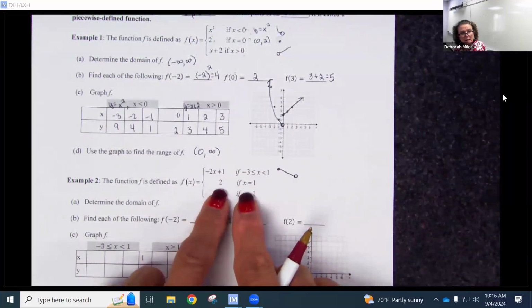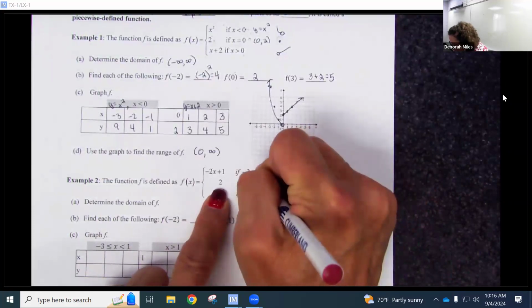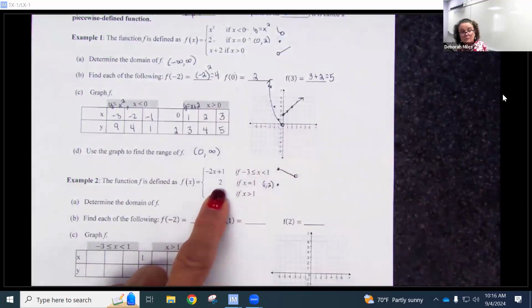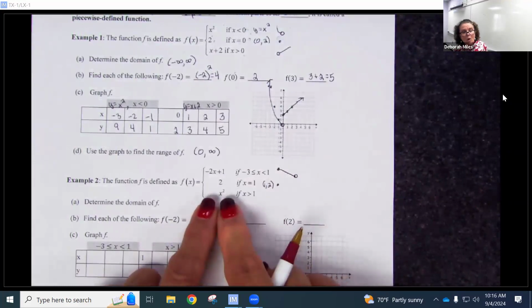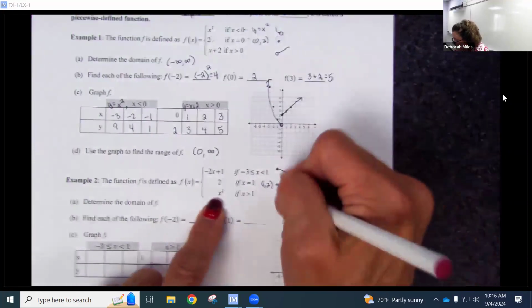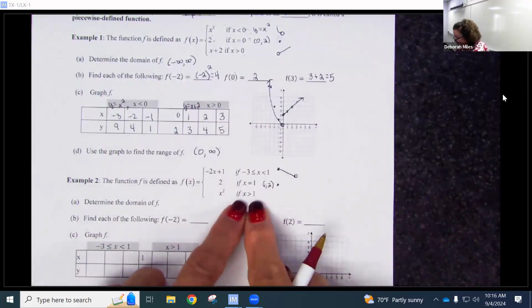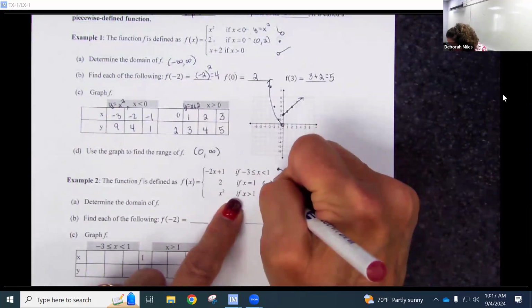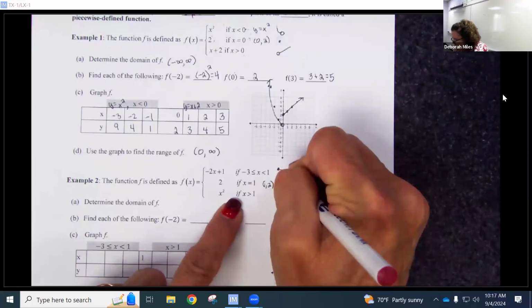This middle is just a point again. When x is 1, y is 2. That's just a point. And then for all the x's greater than 1, y equals x squared will be a parabola. And for that parabola, it doesn't include the 1. So I'm going to have an open dot on the 1, and the parabola is after that.